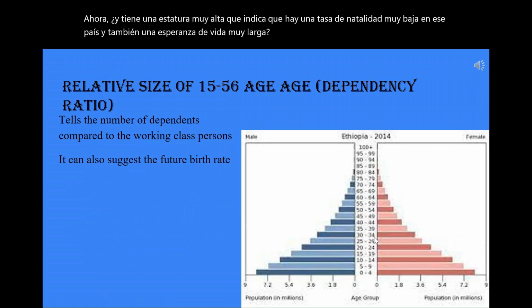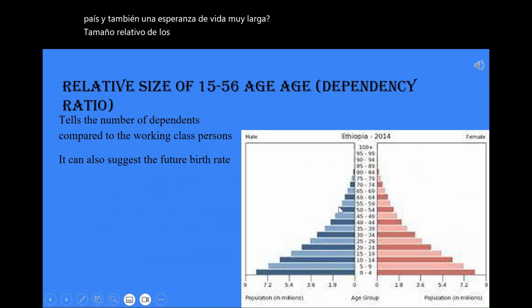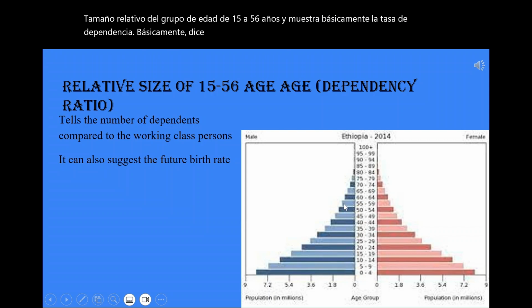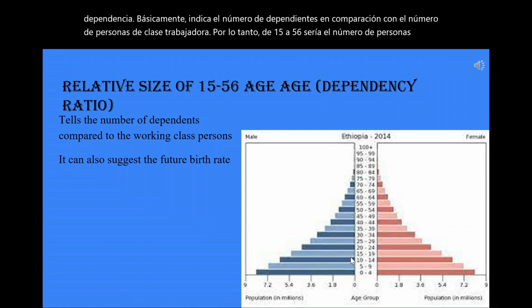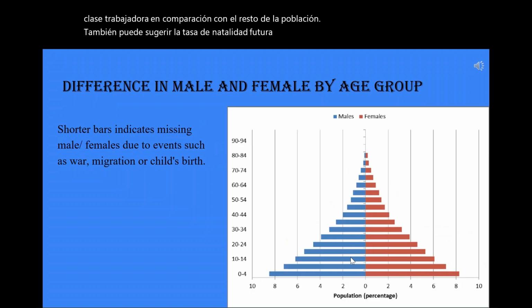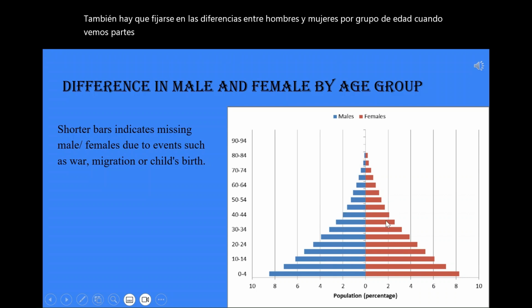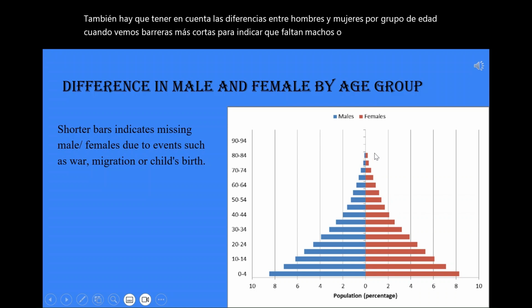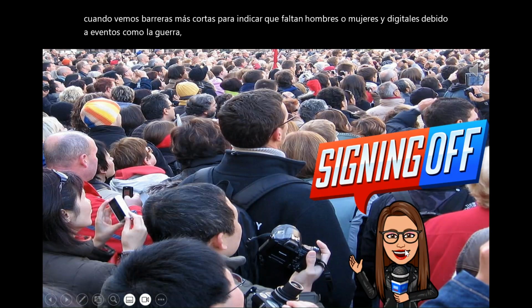The relative size of the 15 to 56 age group shows the dependency ratio. It tells the number of dependents compared to the number of working class persons. So the 15 to 56 would be the number of persons in the working class as compared to the rest of the population. It can also suggest the future birth rate for that country. Also look at the differences in males and females by age group. When we see shorter bars, it indicates missing males or females, and this is usually due to events such as war, migration, or childbirth.